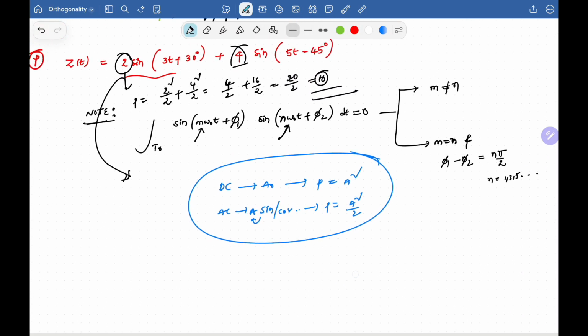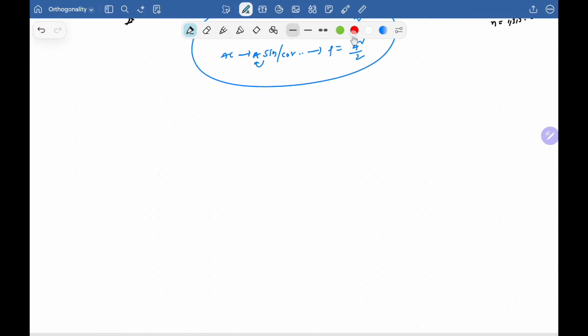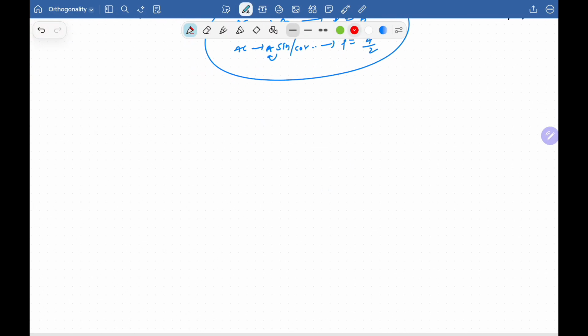Okay, this is easy because the frequencies are unequal. What about if the frequencies are equal? There could be a question like this: suppose consider z of t is equal to 2 sine plus 30 degrees minus 4 sine.